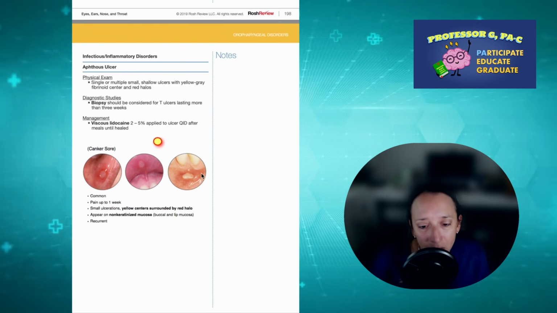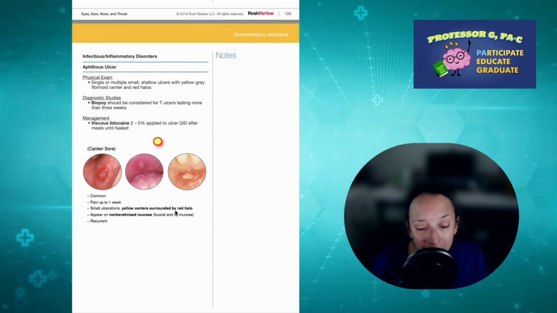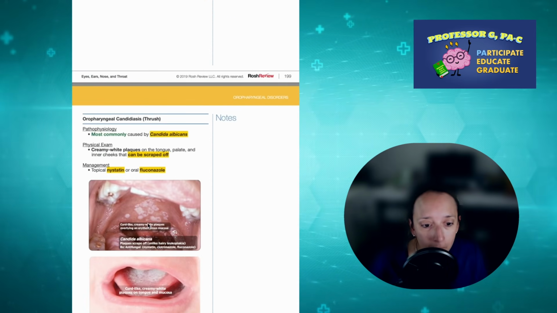And we can also think of other more systemic diseases like Behçet's or maybe even inflammatory bowel disease if it's recurrent and it's not getting better.